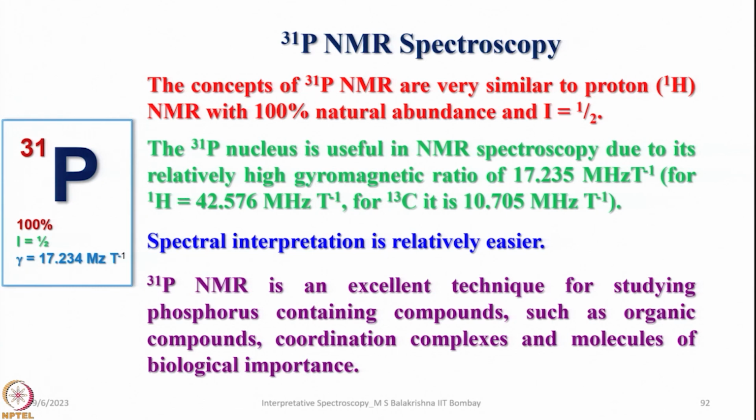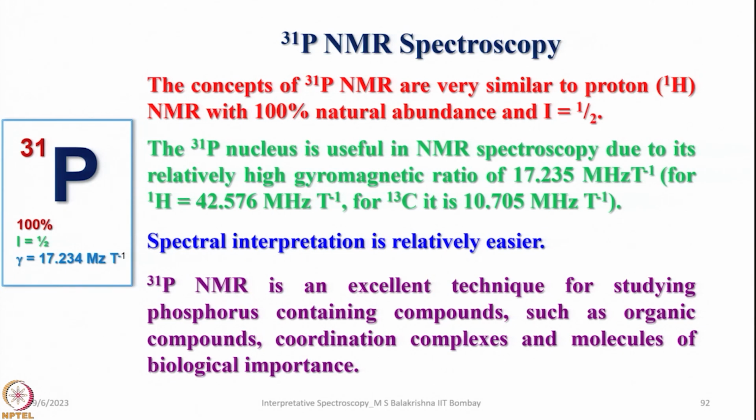For 1H, if you recall, it is 42.576 megahertz per Tesla, and in case of 13C it is 1/4 of 1H, so it is around 10.705 megahertz per Tesla. The spectral interpretation is much easier, and also it is very similar to 1H NMR.